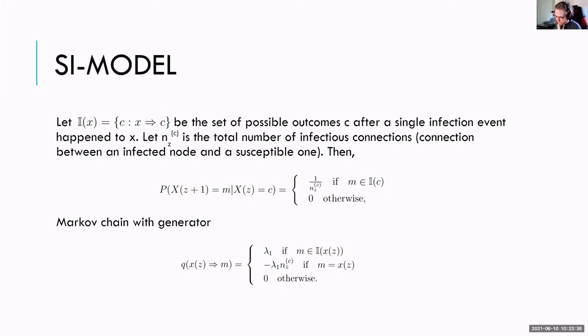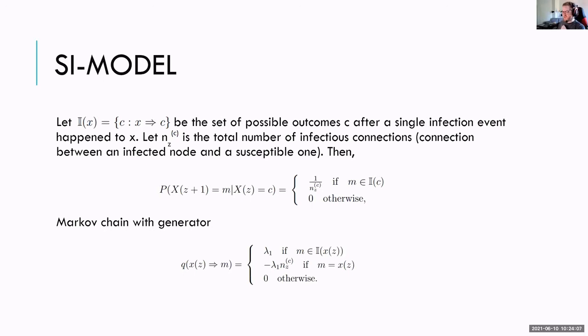Anyway, if we're in the state C right now and we're going to transition into M, then if M is an infection event, it belongs to this set I, then the probability of that happening is just 1 over the number of connections, because every connection has an equal probability of happening. And if M is not a state that can happen, then the probability is 0.